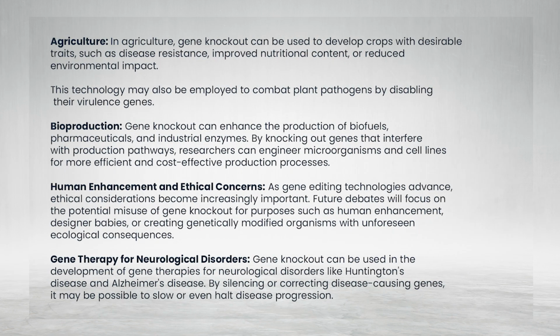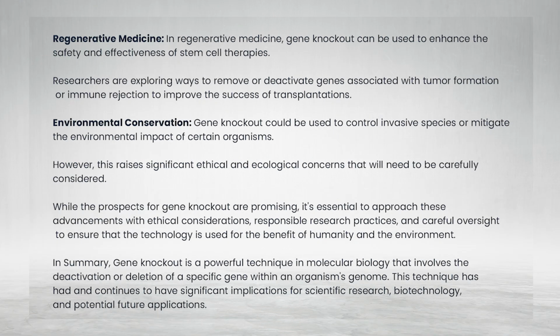Gene therapy for neurological disorders is also one of the most promising aspects of knockout. This can be used in the development of gene therapy for neurological diseases like Huntington's and Alzheimer's. By silencing or correcting these disease-causing genes, it may be possible to slow or even halt the progression of the disease. Knockout can also be used in regenerative medicine.